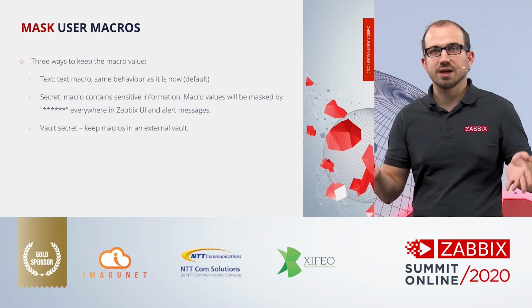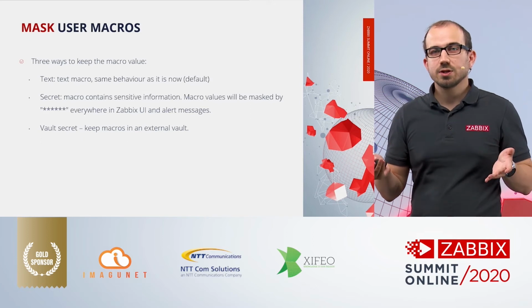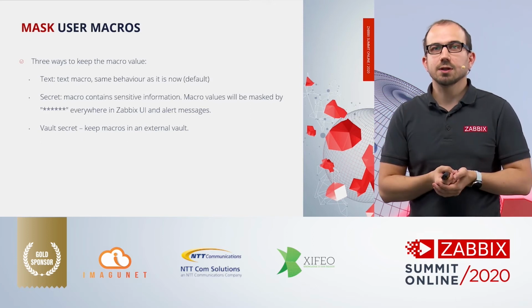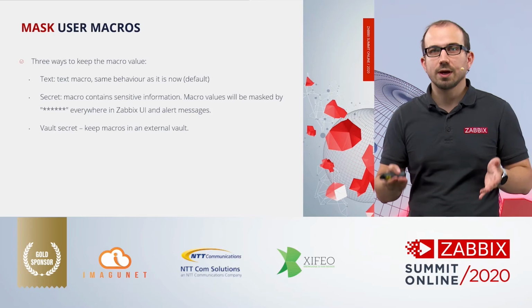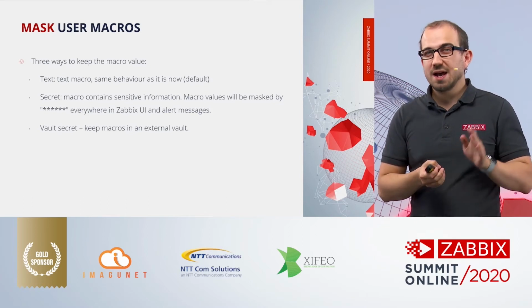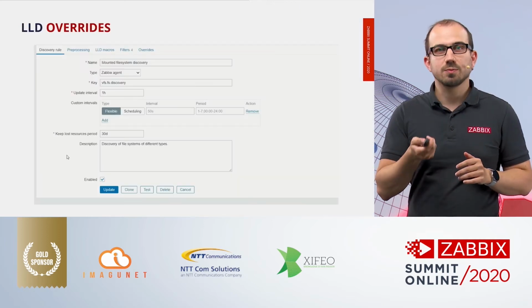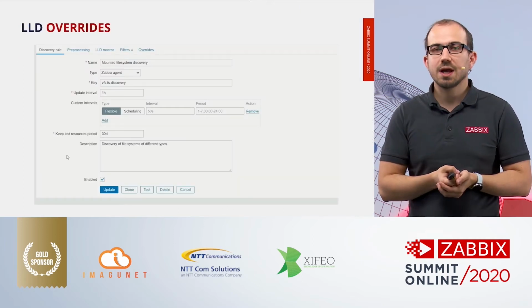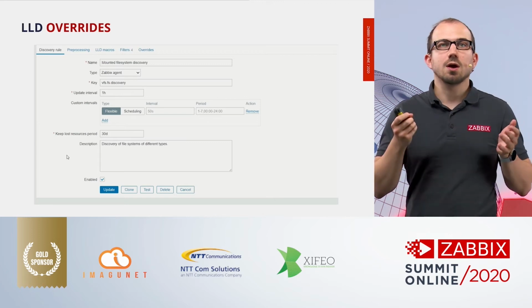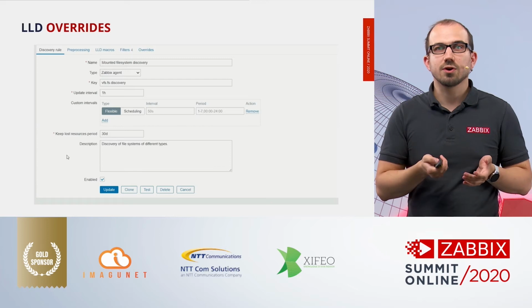Plain open text value everybody can see. Well, of course, who has the permissions. A secret, so just seeing the plain old dots, and the vault secret when they are kept in the vault. But again, vault secret, that's something from 5.2. So remember that. Then we have another feature which was introduced also in 5.0, the low-level discovery overrides.